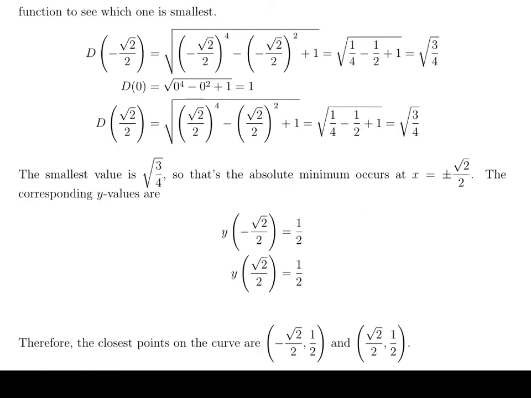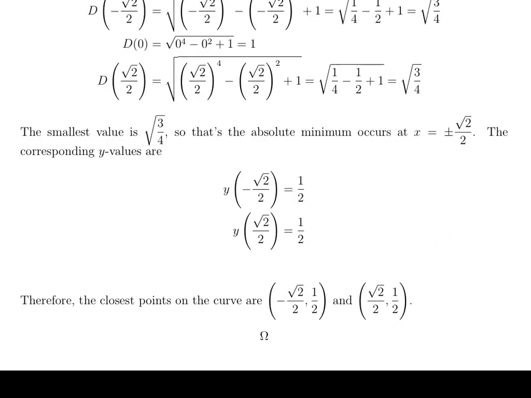Okay, so the closest points on the curve to the point Q are these 2 points, negative root 2 over 2, 1/2 and root 2 over 2, 1/2. So you can get a little bit closer than 1 unit away, and it occurs at these 2 points. It's actually not surprising that there are 2 points. This curve is symmetric about the y-axis, so if there's a point in the first quadrant that's closest, then the mirror image in the second quadrant should be also just as far away. Okay, that's all for now.